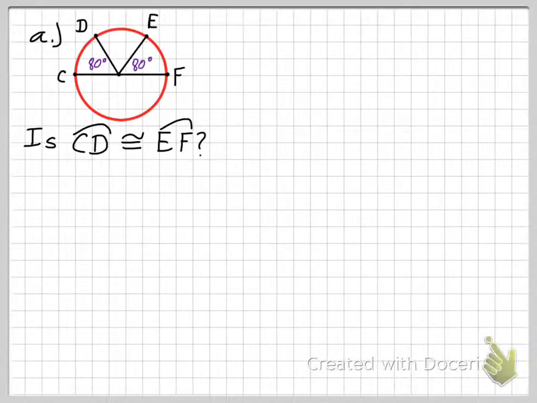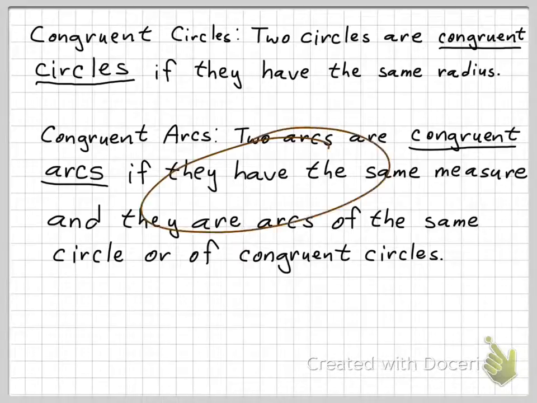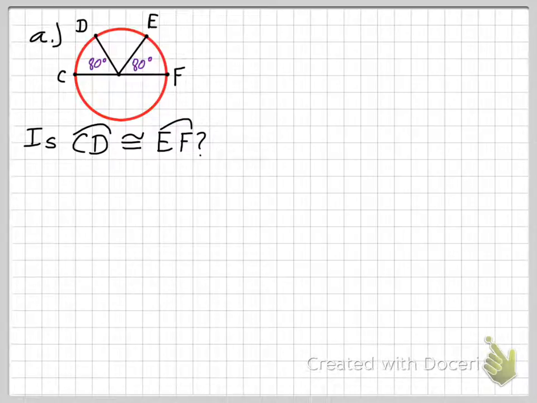Okay? So, is arc CD congruent to arc EF? Well, two arcs are congruent arcs if they have the same measure and they are arcs of the same circle or of congruent circles, right? So you have to go back to this definition and see if it meets that criterion. Okay, so do they have the same measure? Well, it's arc CD and arc EF.